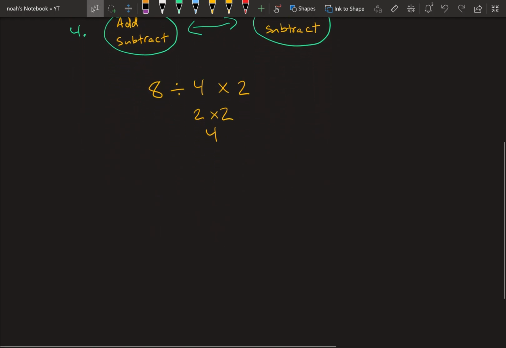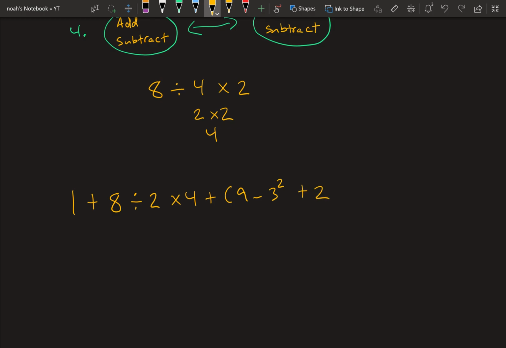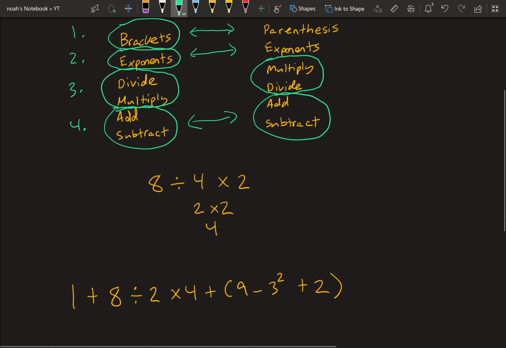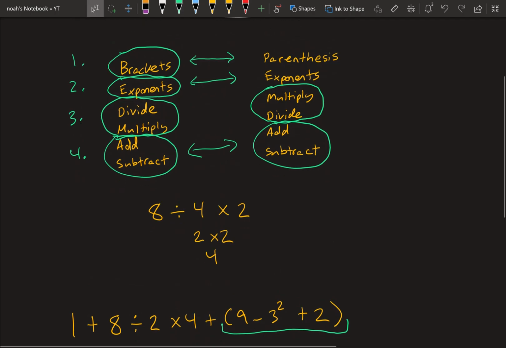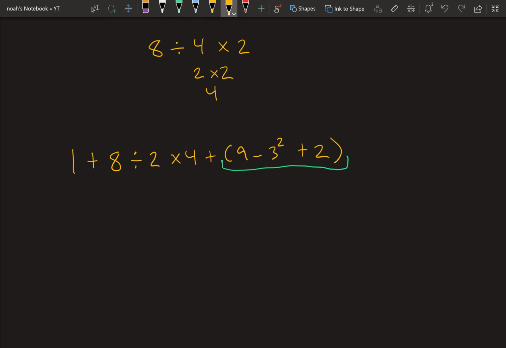And then if we wanted a full example for a more difficult question, you go 8 plus 1 plus 8 divided by 2 times 4 plus 9 minus 3 squared plus 2. So if we wanted to solve this, we scroll up, we want to do the brackets first, so this stuff, and then in the brackets we want to do exponents, so we would get 1 plus 8 divided by 2 times 4 plus 9 minus 9 plus 2.